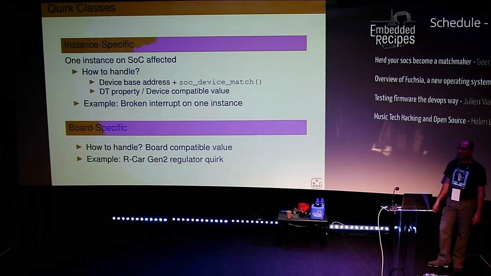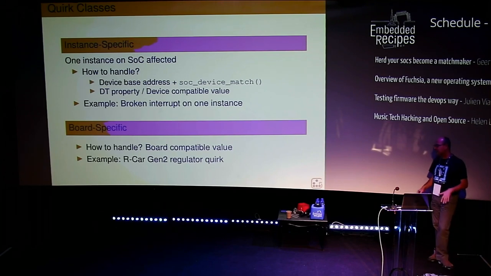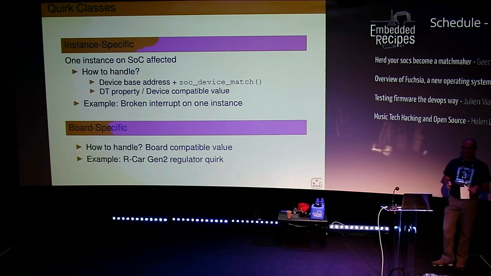Fortunately, in the device tree source, you also have a compatible value for the board, not just for the SoC. An example of the case we had to consider was on several of the R-Car second generation development boards from Renesas. The boards are very similar, and they all have two regulators for providing different voltages on the board. And it turned out that all those regulators had an interrupt line. They were all tied together, a shared interrupt to the SoC.